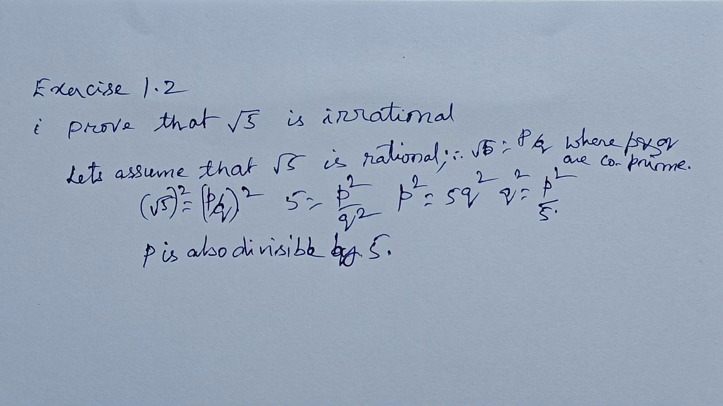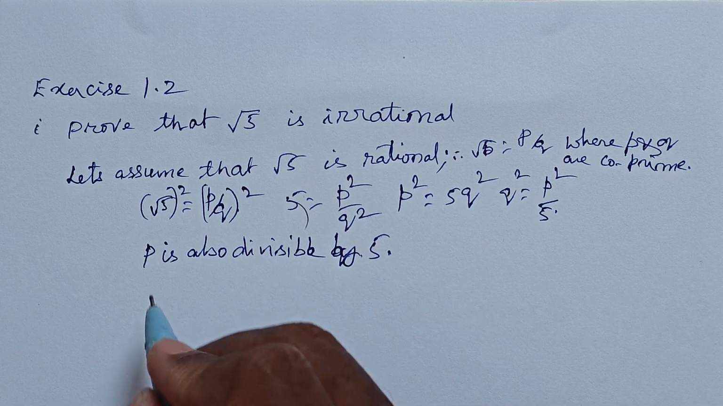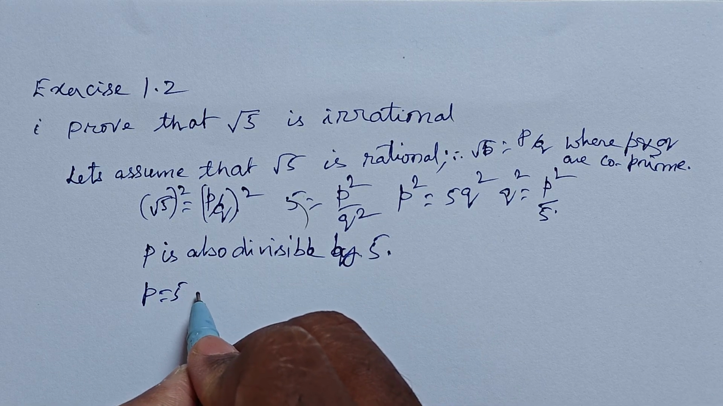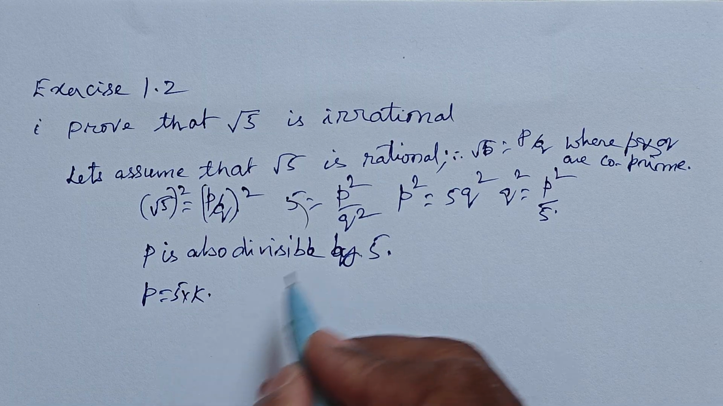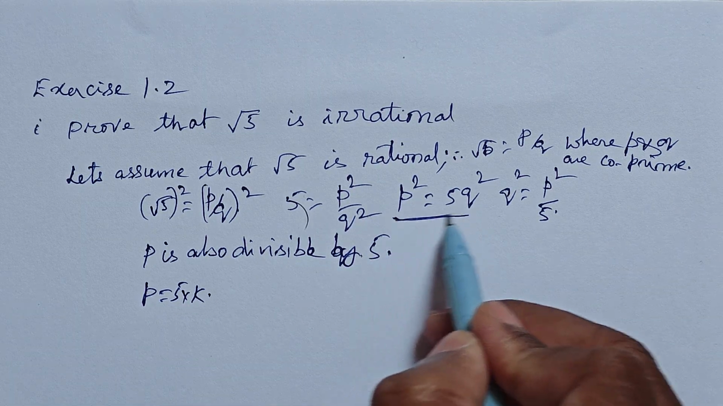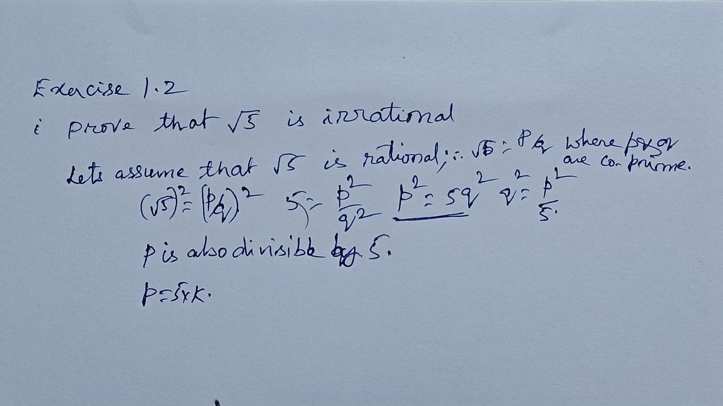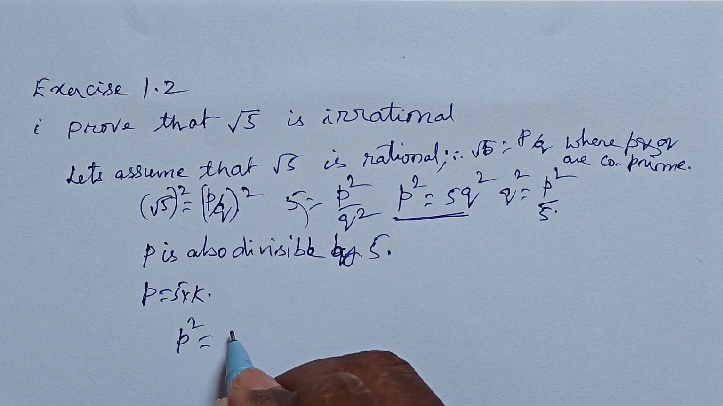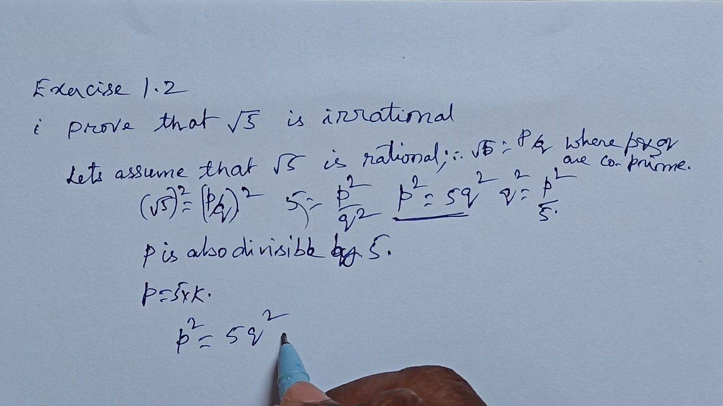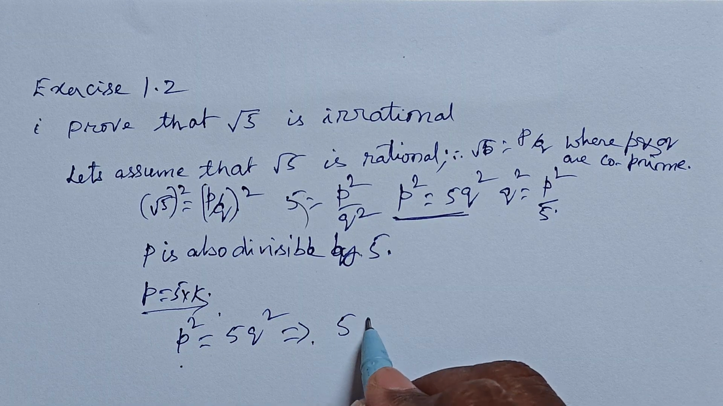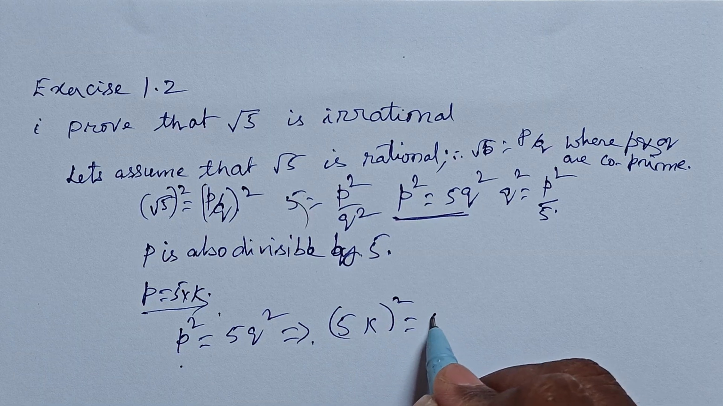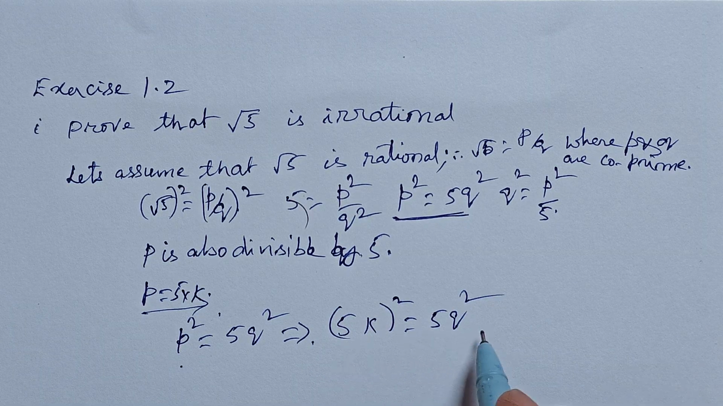Okay, so this is important. And similarly, let us say p is a multiple of 5. That means p is equal to 5 into some constant k, 5k. So we know from this particular formula that p square is equal to 5q square. So in place of p, if I substitute this value, that means (5k) whole square is equal to 5q square. What does it mean?